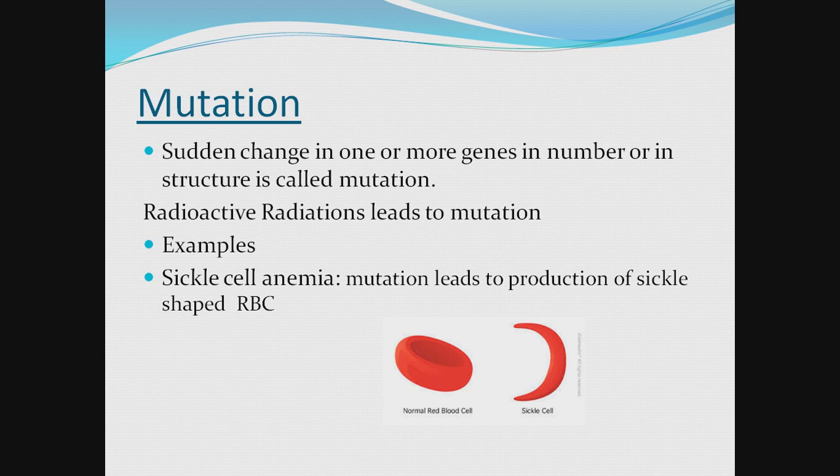mutation in the gene which leads to the production of a malformed structure, where the shape of the RBC is changed. A normal RBC is oval shaped, but when mutation occurs, it leads to the formation of sickle shaped RBC, which is functionless.